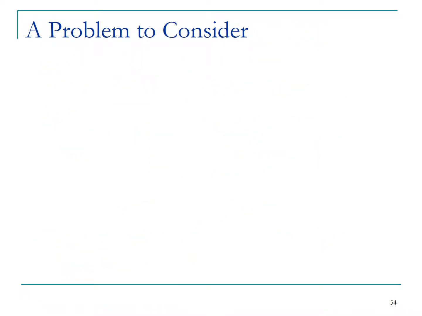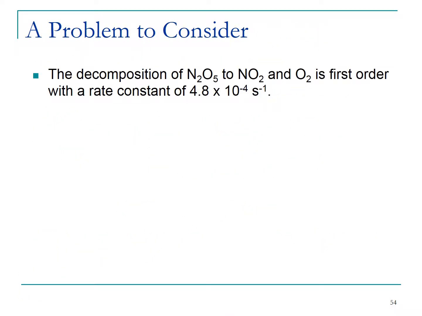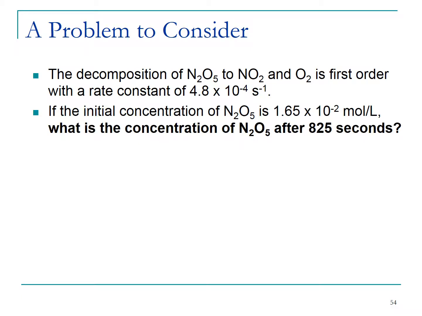All right, so let's look at an example. The decomposition of N2O5 to NO2 and O2 is first order. So that's all we need to know. It's first order, and we know the rate constant is 4.8 times 10 to the minus 4 inverse seconds. If the initial concentration of N2O5 is 1.65 times 10 to the minus 2 moles per liter, molar, what will the concentration be after 825 seconds?